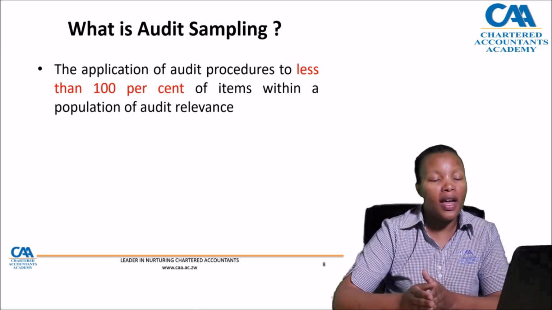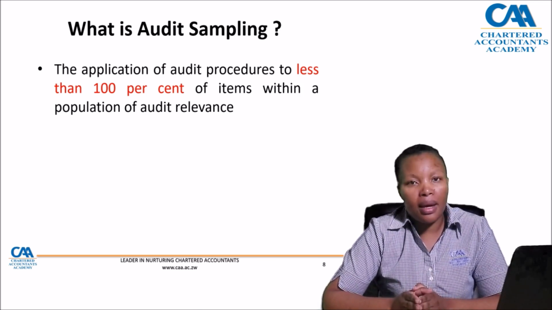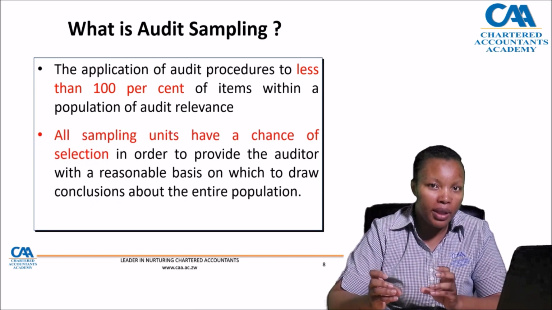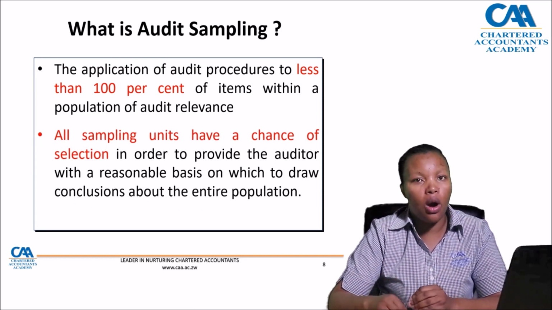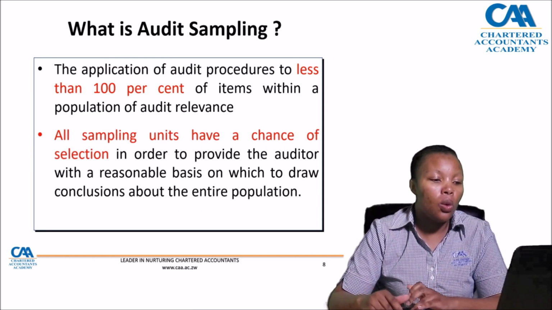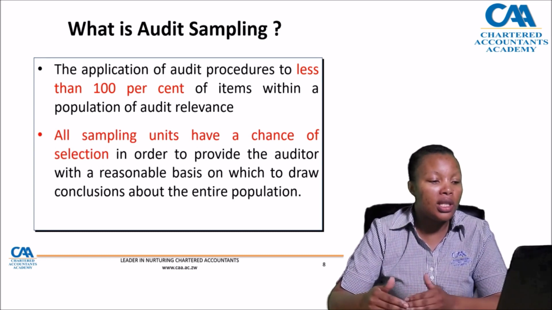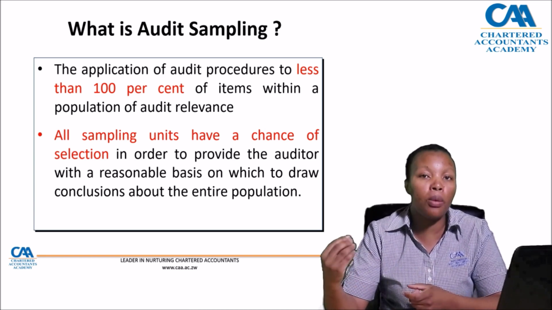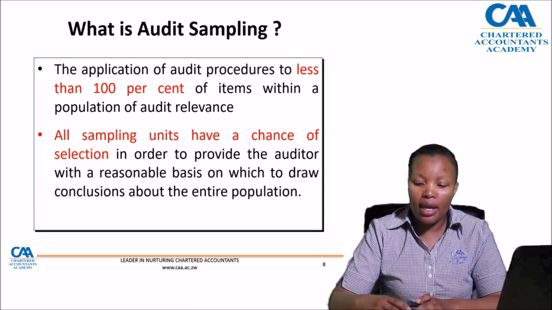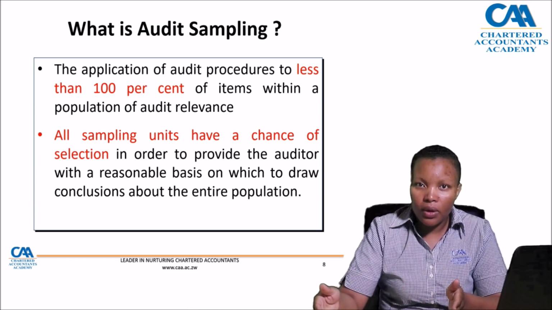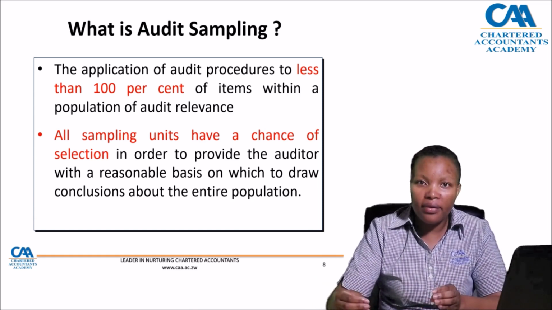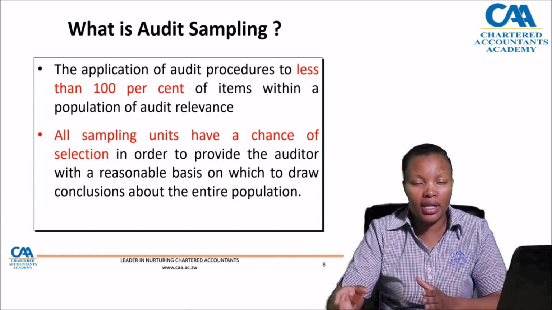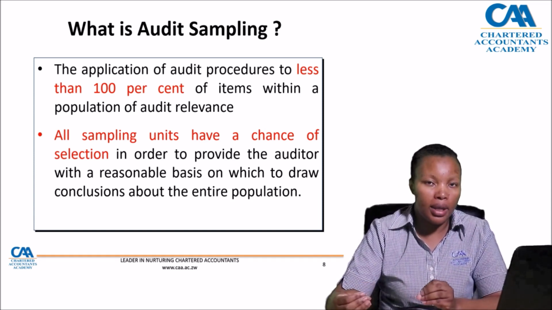Okay. So you find that all sampling units in an audit sample should have a chance of selection in order to provide the auditor with a reasonable basis on which to draw their conclusion or their opinion. So we're saying all these debtors, all of them should have not necessarily an equal chance, but should have a chance of selection based on sampling.